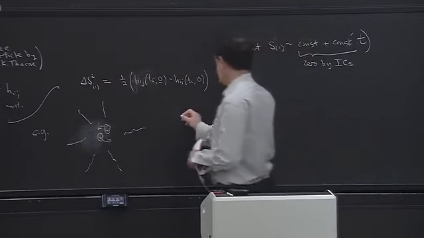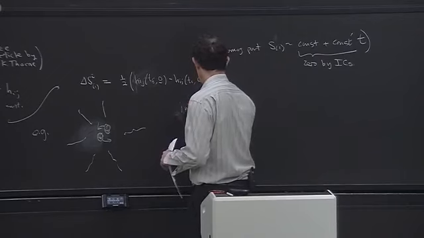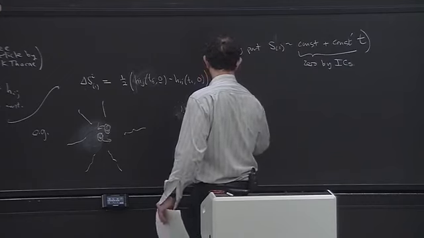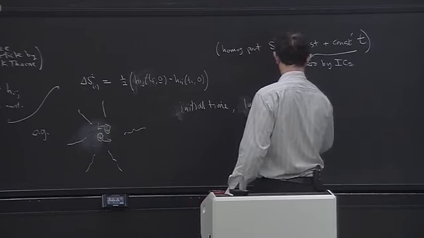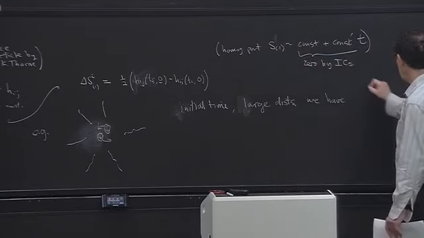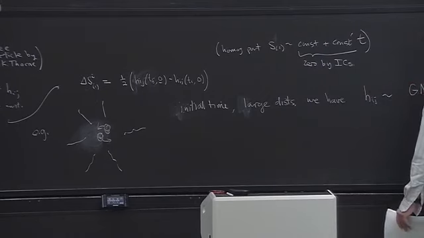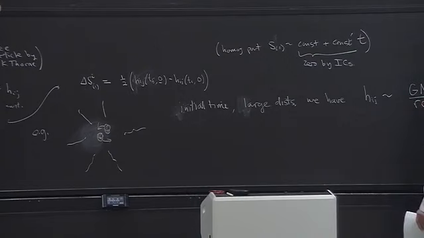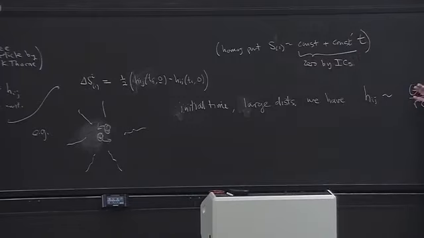Okay? So at early times, at initial time Ti, at large distances, we have Hij going like Gm over Rc squared times... I'm just going to write it like that. I'm not going to put any indices on that. This is the magnitude of Hij.